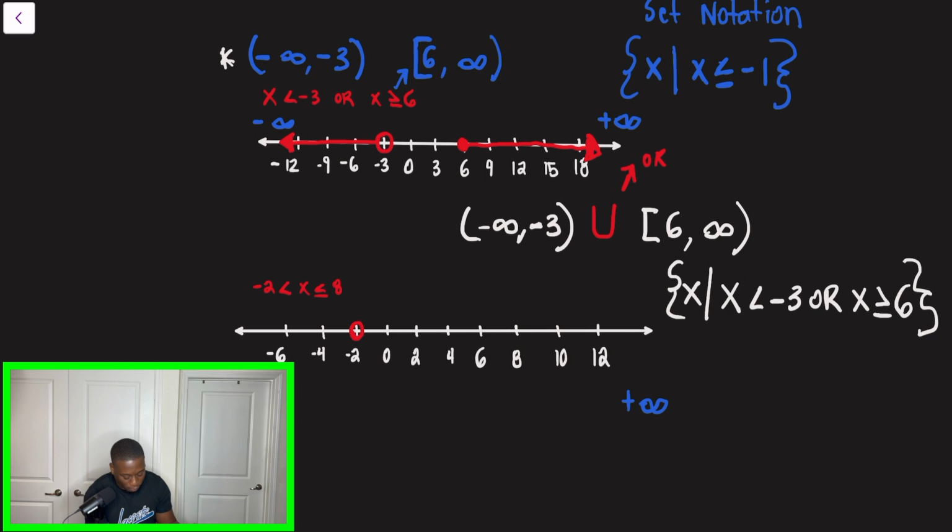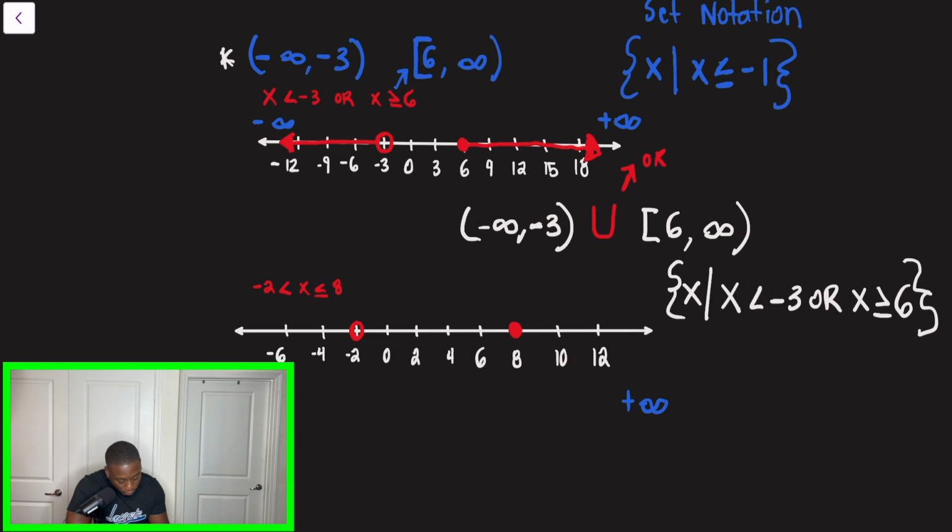So we're talking about -2. And because it's less than, we're just going to have an open circle. And then 8 is or equal to. So we know this is a closed circle. And what this is saying is that x is greater than -2 and less than or equal to 8. So this is where the and comes from, right? Because it's greater than -2 and less than or equal to 8. So sorry for that. All right.